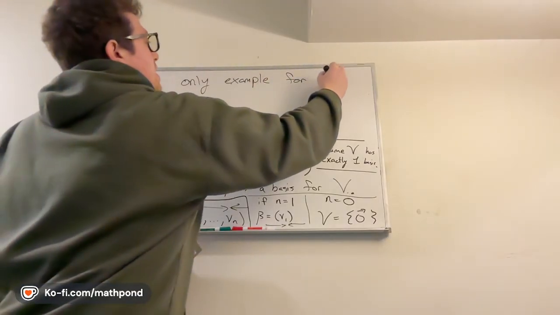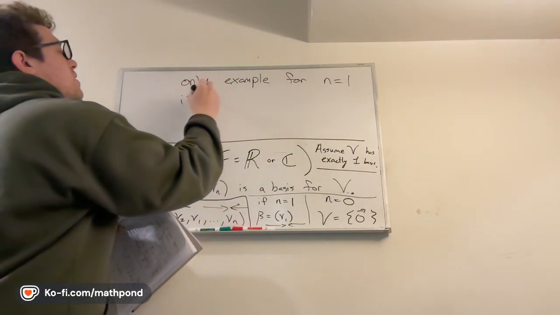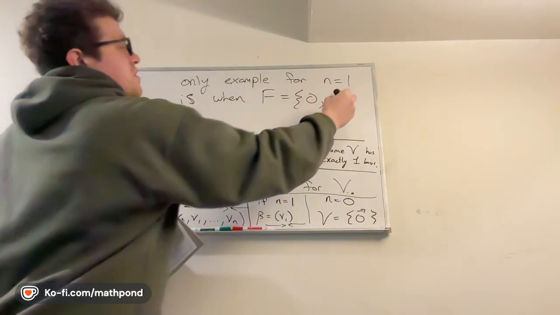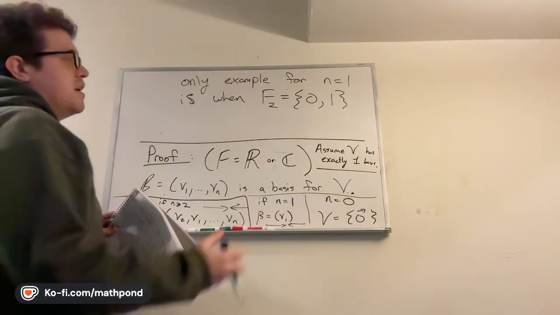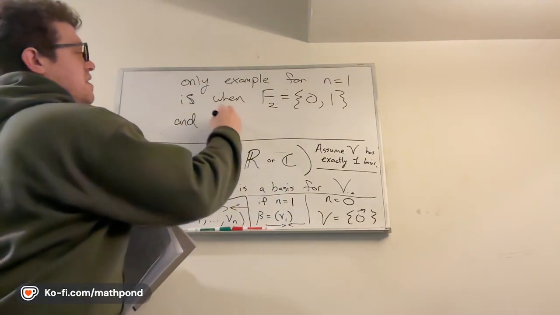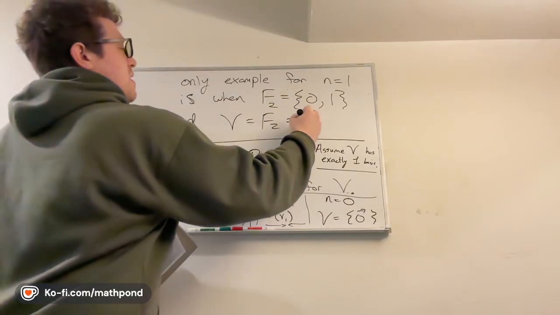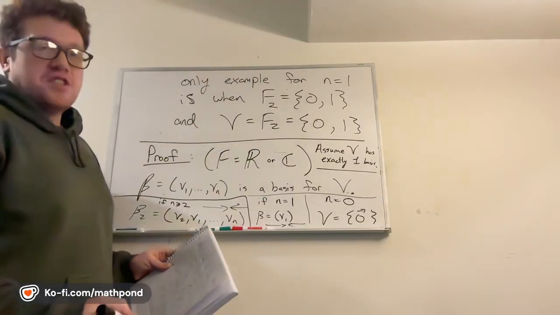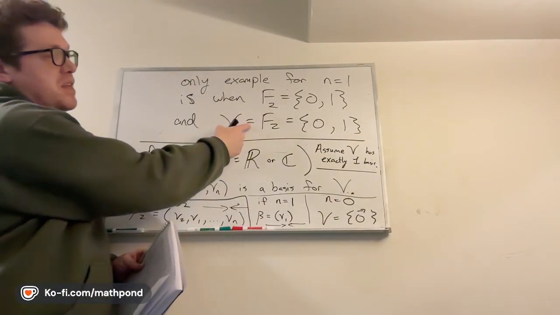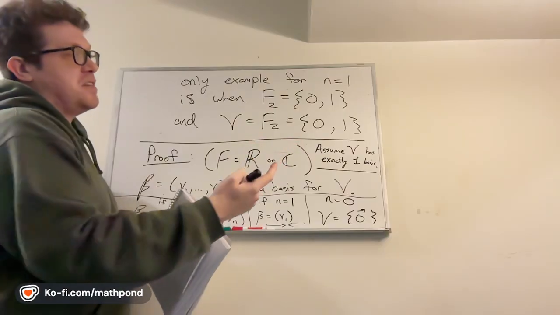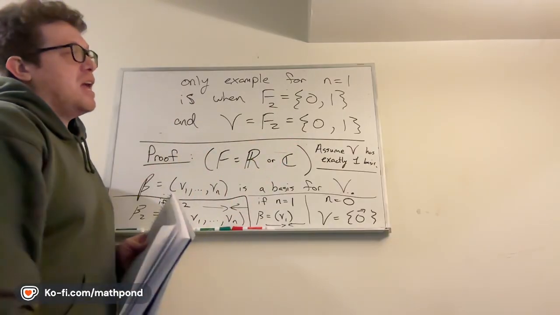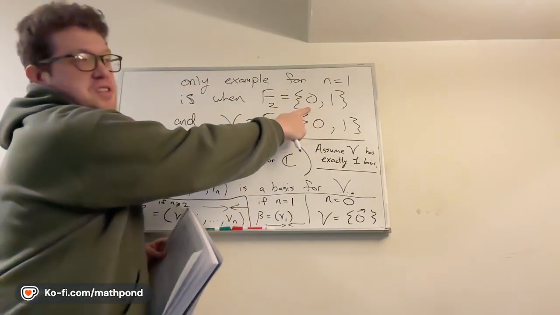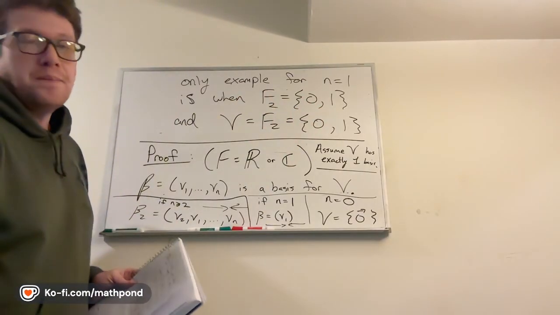for n equals 1 is when your field of scalars is Z mod 2Z, or F2, which is just 0 and 1, and your vector space is also F2. So every field is a vector space over itself, and in this case F2 only has one basis over F2, and that's the basis which is just one element, which is 1. And there's no other invertible element I can multiply because F2 only has 2 elements, and I'm not allowed to multiply by 0, so I can only multiply by 1.